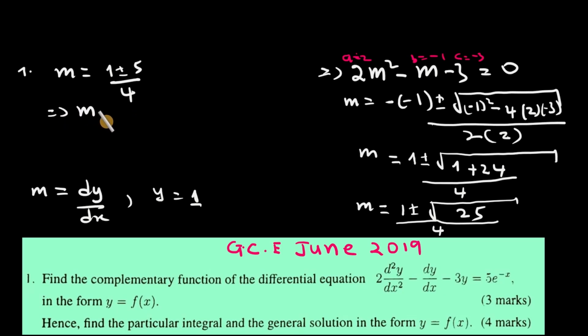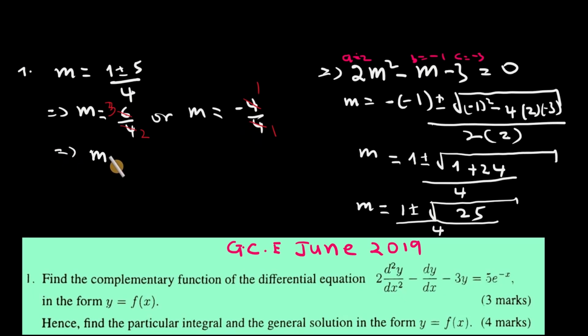That means m is equal to 1 plus 5, which is 6 over 4, or m is equal to 1 minus 5 is minus 4, that is minus 4 over 4. 2 goes here 2 times, 2 goes here 3 times. 4 goes here 1 time, 4 goes here 1 time. Now m is equal to 3 on 2, or m is equal to minus 1. That is, the values of m are 3 on 2 and minus 1. And the complementary function depends on the roots of the auxiliary equation.